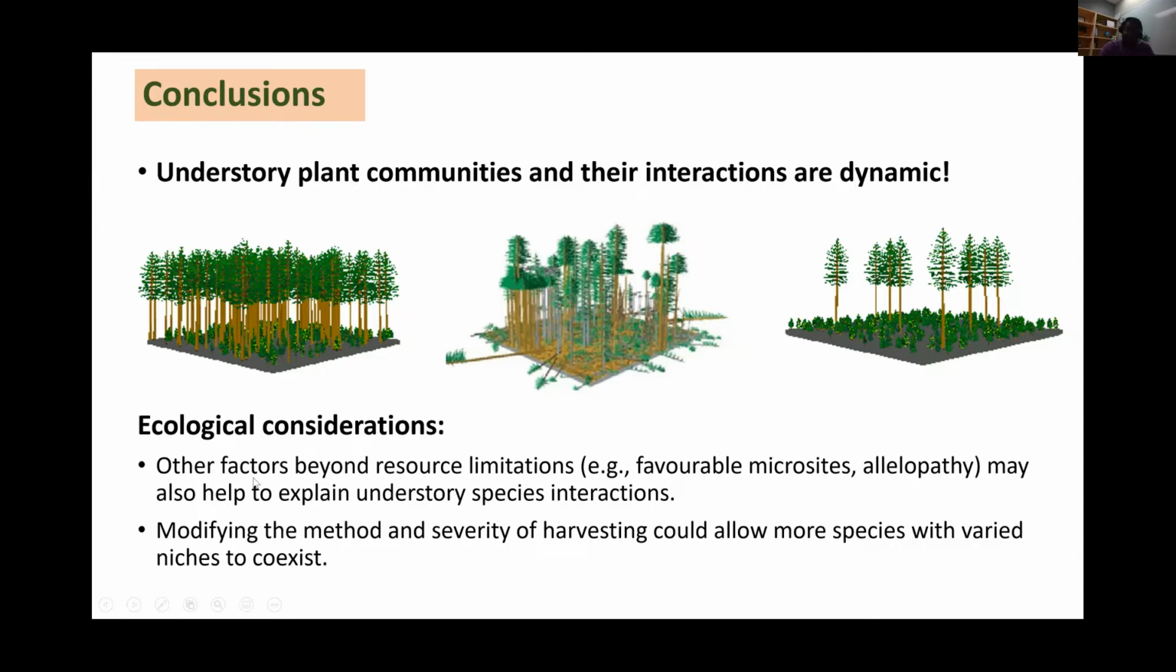So in terms of ecological considerations, other factors, and rightly so, well beyond the light limitations, so we could consider microsites, chemical inhibition, and others, shape or structure the understory species interactions. Well, might be time to modify the way we harvest, the method and severity, in order to allow more species to coexist. Could be looking at creating favorable microsites or microclimate conditions, especially for the bryophytes, leave some structures on the ground, do some variable spacing, aggregate retention and the like to help our plant communities.